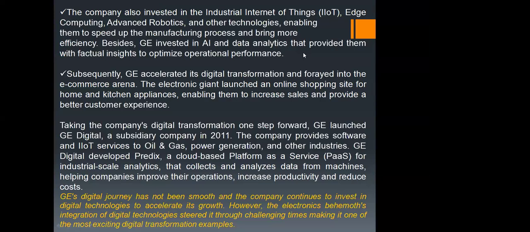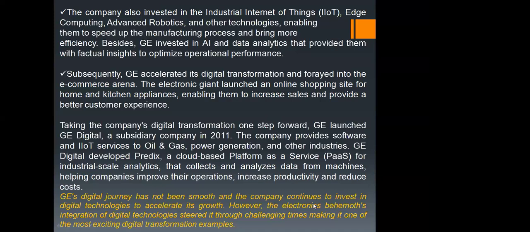Then GE developed Predix, a cloud-based platform as a service, PaaS, for industrial scale analytics, that collects and analyzes data from machines, helping the companies to improve their operations, increase productivity, and reduce cost. But their journey was not very smooth, and the company continues to invest in digital technologies to accelerate its growth.